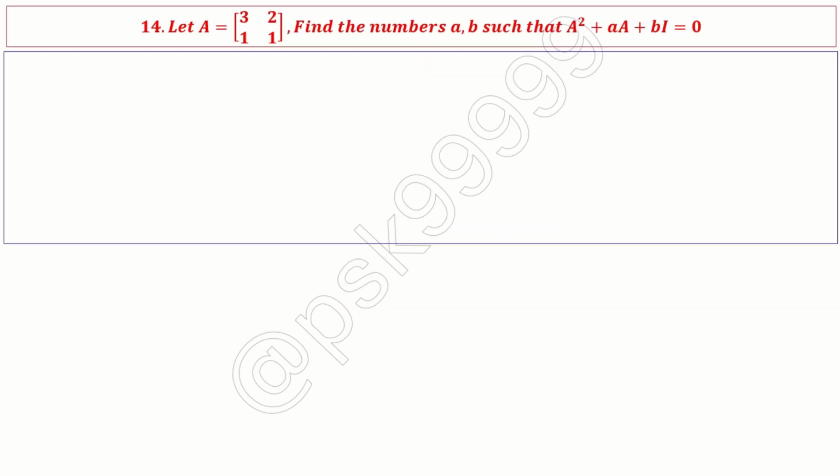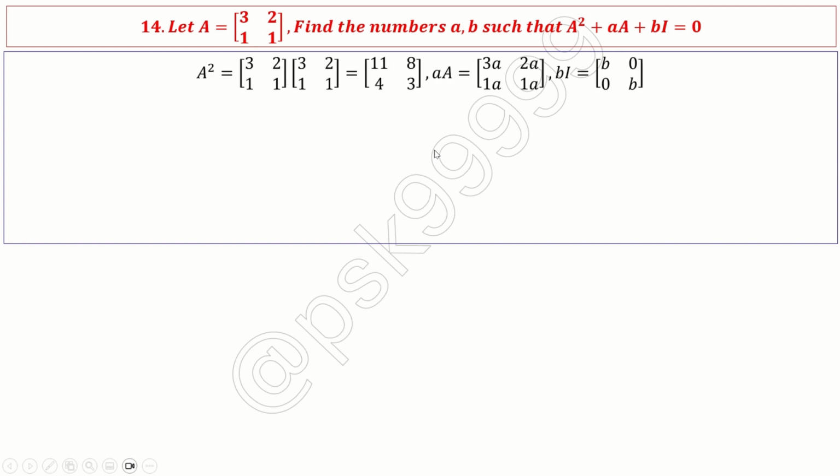Next, this is another problem exactly similar, only thing is they did not give the equation fully. We need to find a and b. So find a and b numbers. So simple, A square you can find easily because A is given. A into A is nothing but 3a, 2a, 1a, 1a. B into I is nothing but b, 0, 0b.